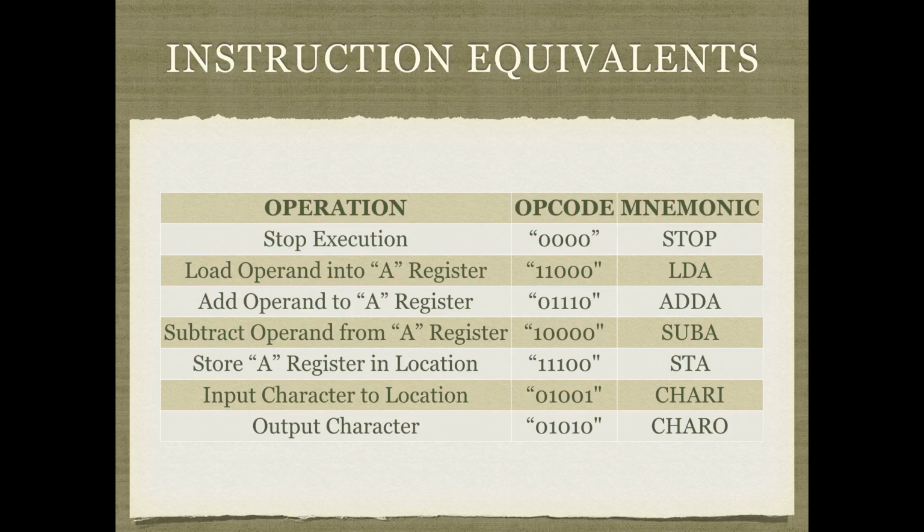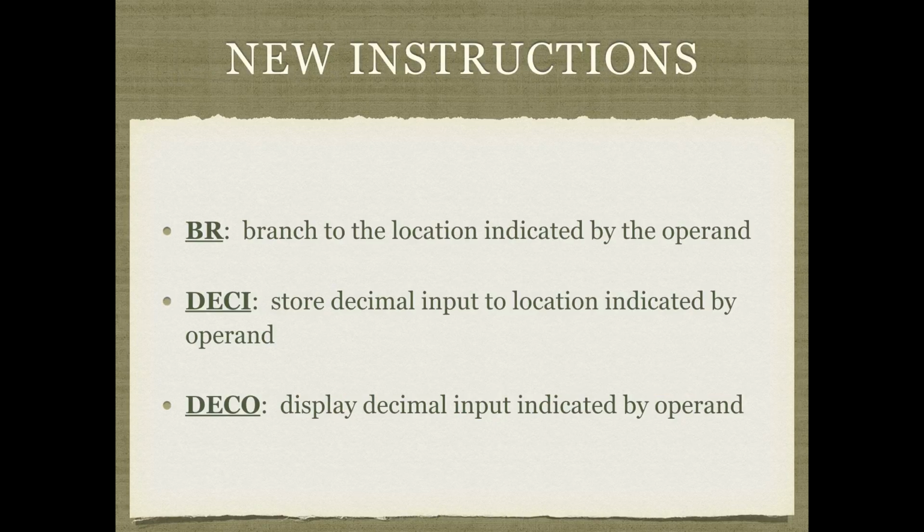Okay? But now because we are not limited directly anymore by ones and zeros, we can start to introduce new instructions. So we've got here 3 new instructions that we can introduce at the assembly level. The first is branch, which tells the program counter to change.